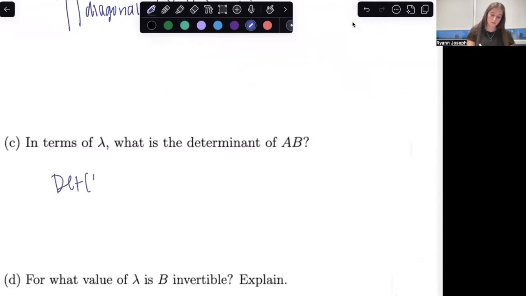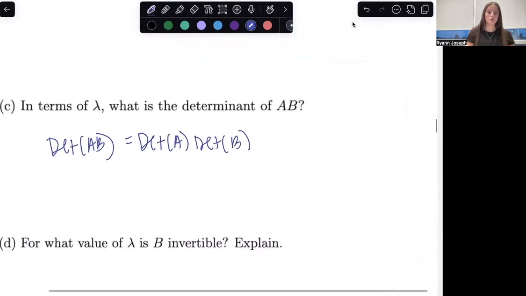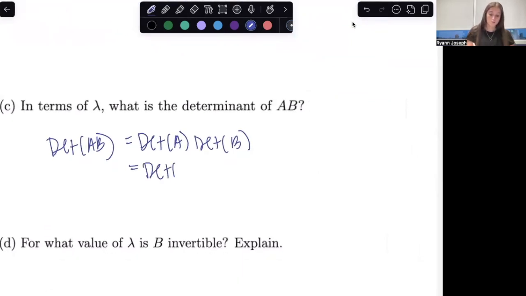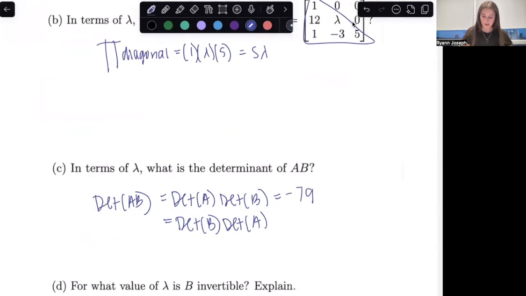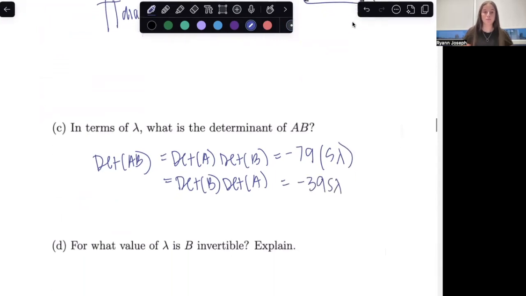In terms of lambda, what is the determinant of AB? Like we said, determinant of AB is equal to the determinant of A times the determinant of B. It's also worthwhile to note that this means it's equal to determinant of B times the determinant of A, because the determinants themselves are scalar numbers, so we come back to our conventions of scalar multiplication where we can switch back and forth. But determinant of A is negative 79 times the determinant of B, which is 5 lambda. So negative 79 times 5 is negative 395 lambda, and that's our determinant of AB.